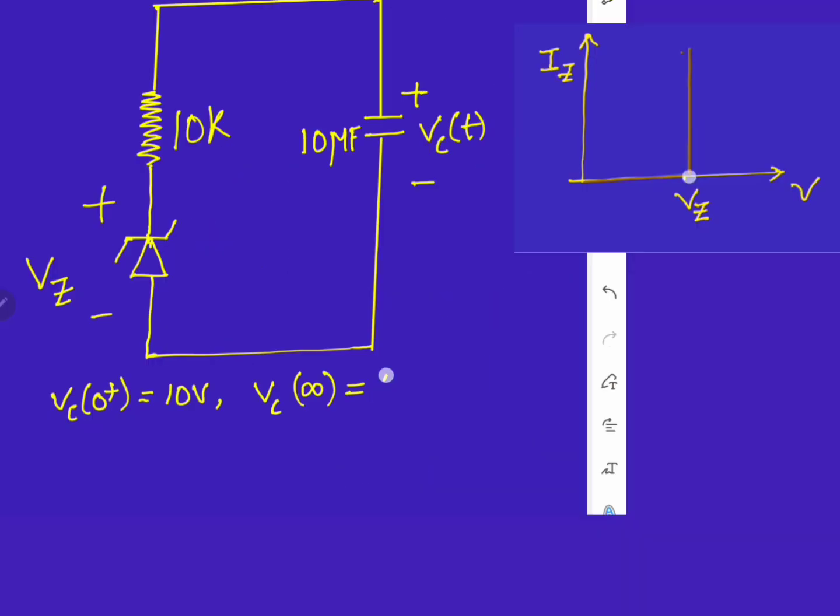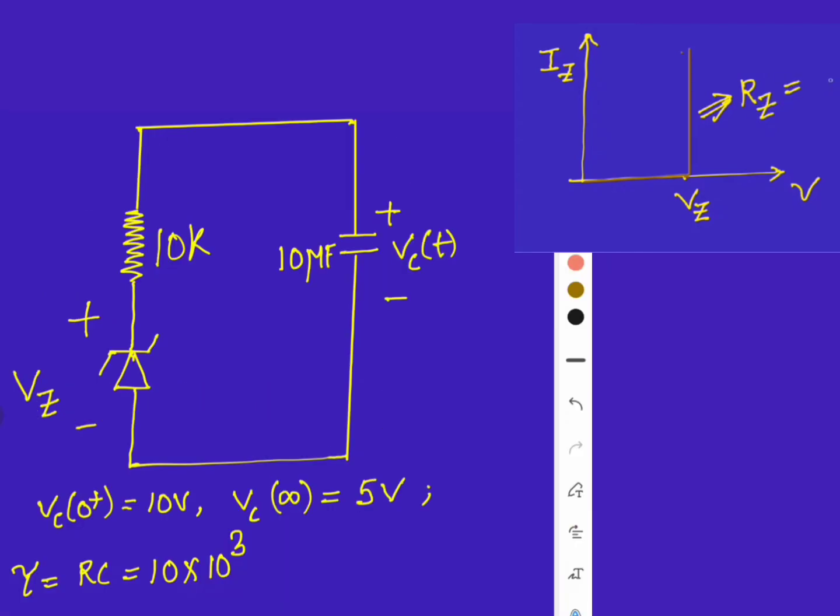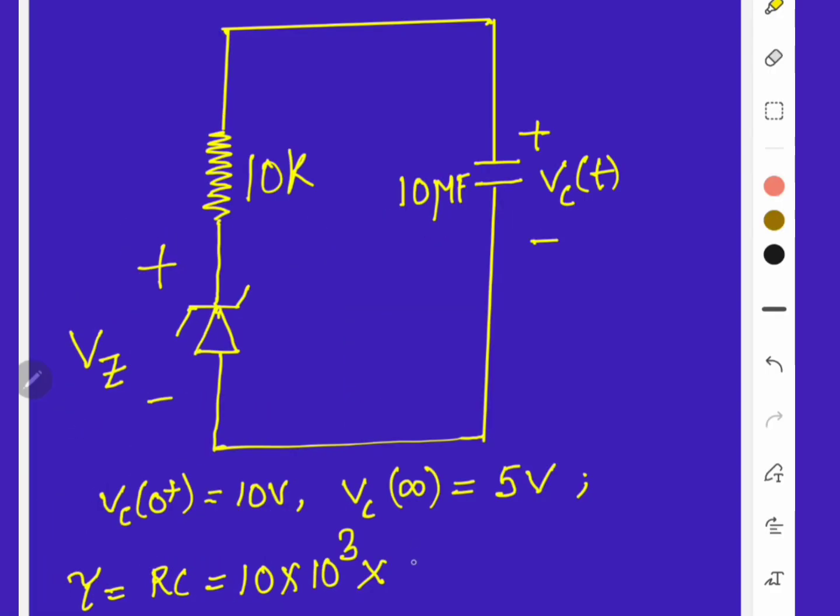Since in the question it is given that the Zener diode is ideal, we should not consider its resistance. Anyhow, the resistance is 0 in the Zener diode, so we should consider only the 10k ohm resistor and the 10 microfarad capacitor. So tau is equal to RC, where R is 10k and C is 10 microfarad. Now if we multiply it, it will become 0.1.